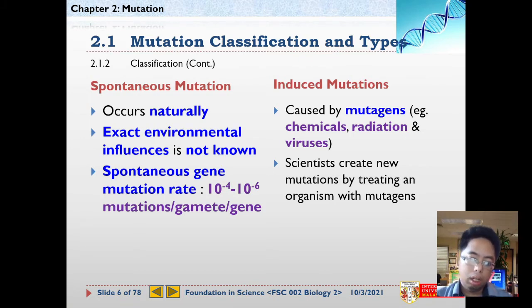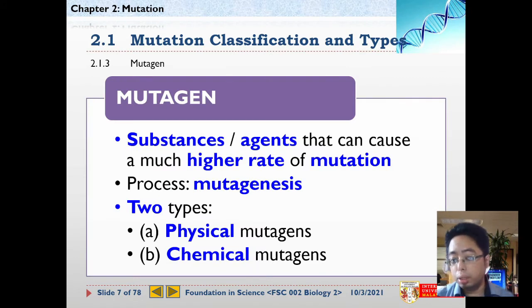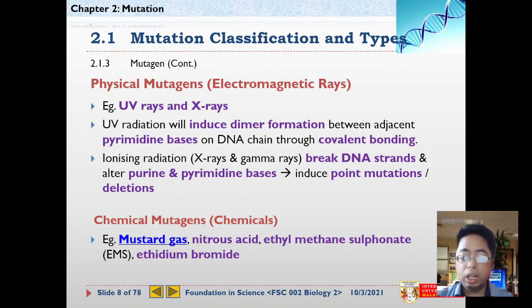So this might also be done for good. Scientists induce mutation, treating organisms with mutagens to see what kind of cells you would create. Mutagen: muta means change, gen means something that creates, so it is the cause of mutation. These are the substances or agents that can cause a much higher rate of mutation. The process of mutation is called mutagenesis. You have two types: physical and chemical. Physical mutagens include UV rays and X-rays.